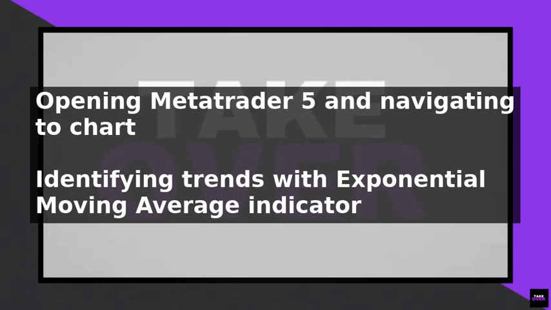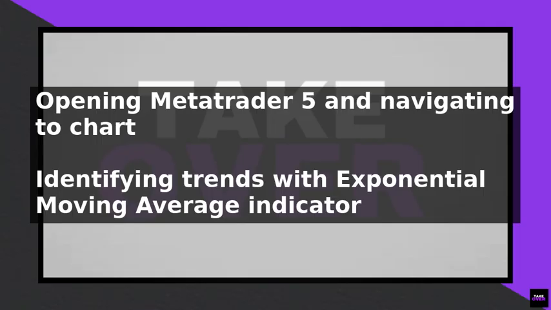To add an exponential moving average line on MetaTrader 5, start by opening the platform and navigating to the chart where you want to apply the EMA. The exponential moving average is a technical indicator that helps traders identify trends and potential buy or sell signals by giving more weight to recent price data.